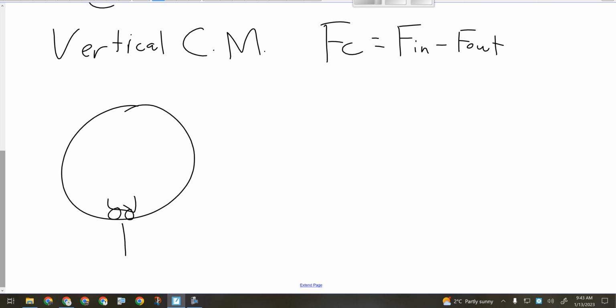Right here, what's that force? Force of gravity. What's this force? That's normal force. Which one's bigger? They're the same if it's not moving. Since it's moving in a circle, one of them has to be bigger. Force normal has to be way bigger.